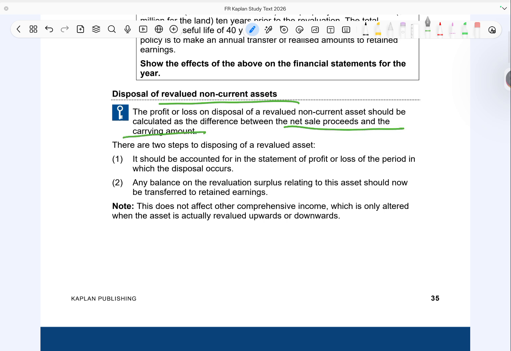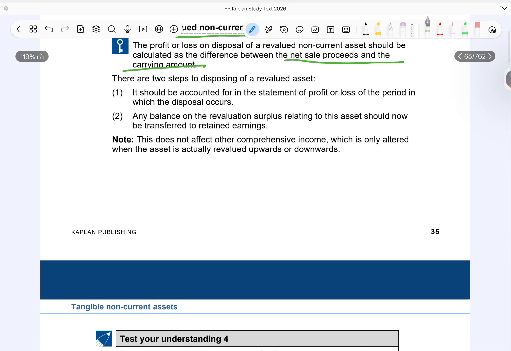So, whatever we receive versus what is the carrying amount in our books is the profit or loss on the disposal of a non-current asset. That's simple. There are two steps to disposing of a revalued asset. It should be accounted for in the statement of profit or loss of the period in which the disposal occurs. Any balance on the revaluation surplus relating to this asset should then be transferred to the retained earnings.